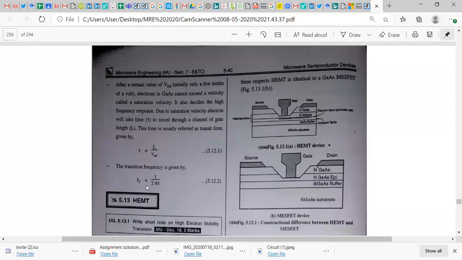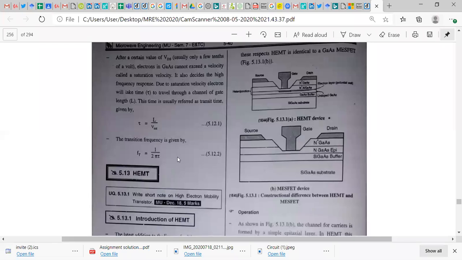Transition frequency is given by F is equal to 1 by 2 pi tau, and the transition time will be L by V set, where L is the length of the gate layer.